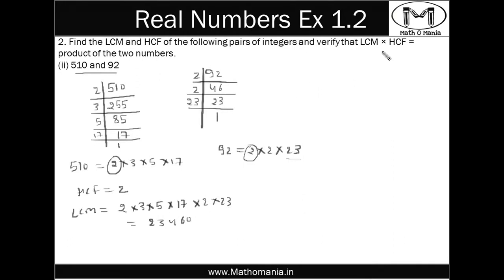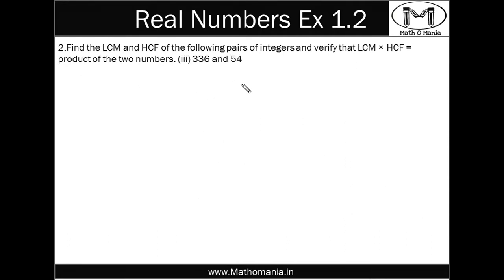Now we need to verify this property. So 510 into 92 must be equal to 2 into 23460. Now this is equal to 46920, and on solving you will find out that this also equals 46920. The property holds good here also, right? Next question, we need to find the HCF and LCM of 336 and 54.